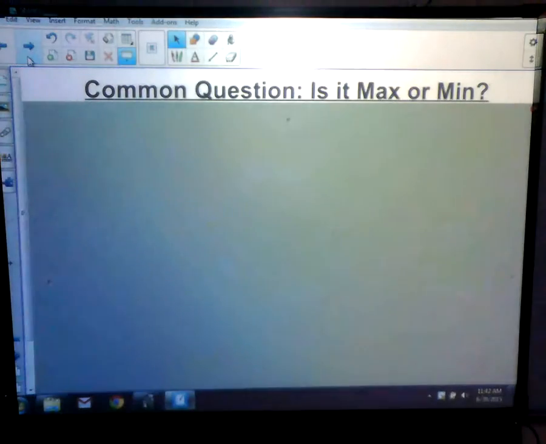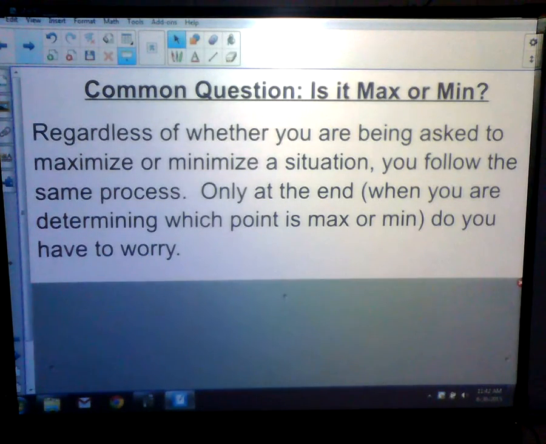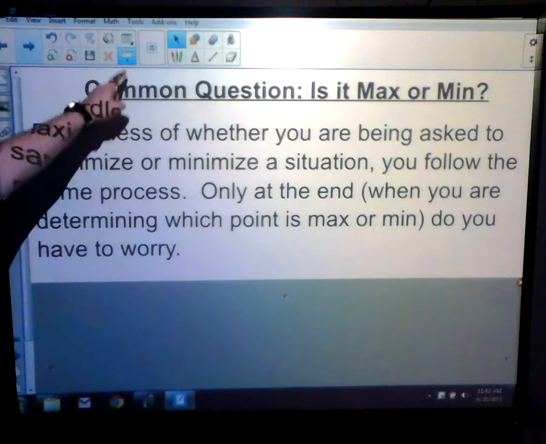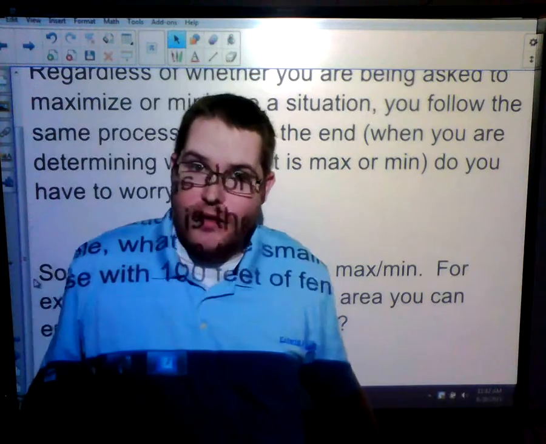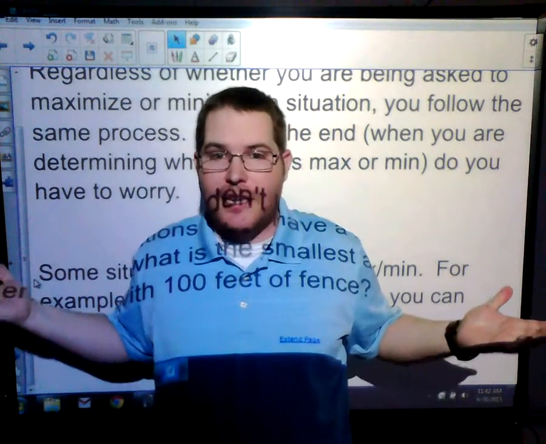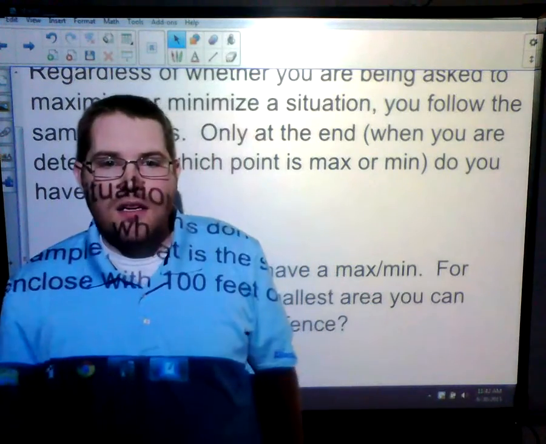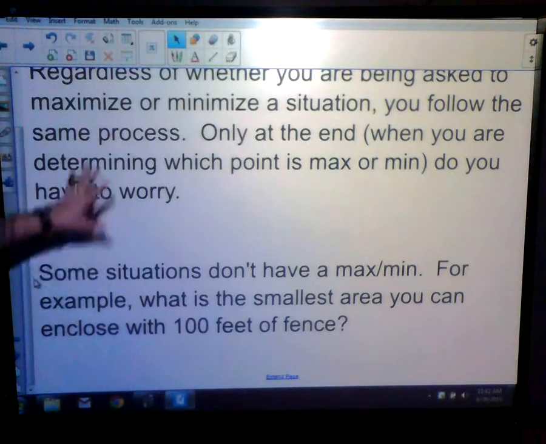That's a lot. People always ask, is this the max or min? Reality is, you do the same thing. Only at the end do you have to worry. And most of the time, they don't have a max and a min. For example, what's the smallest area I can enclose with 100 feet of fence? There isn't one. Because I could just make 100 feet of fence in a straight line and not enclose any area. But that's not really an enclosed area, is it? In this case, there is no minimum. So I'm not going to worry about the max or min too much.